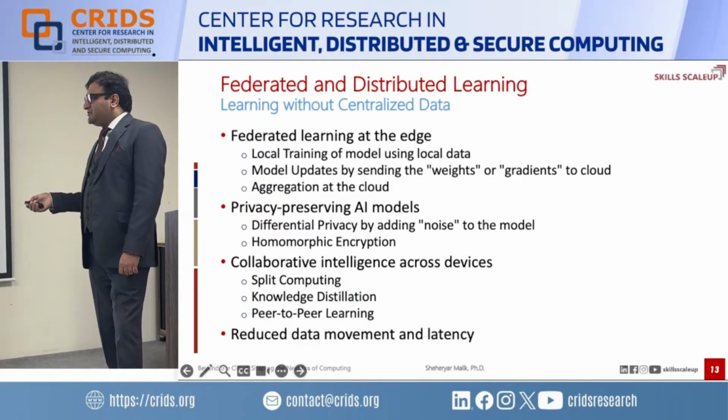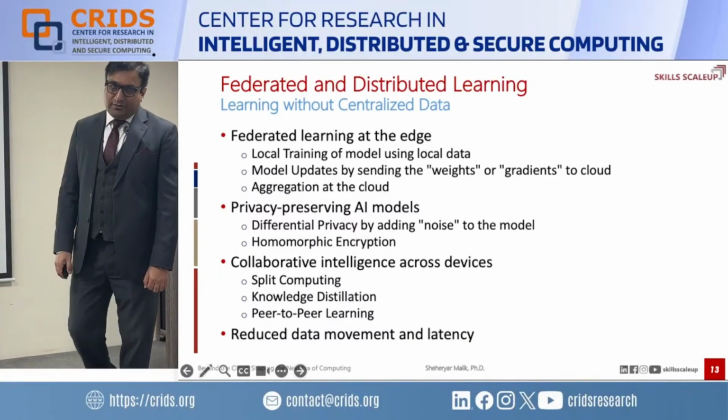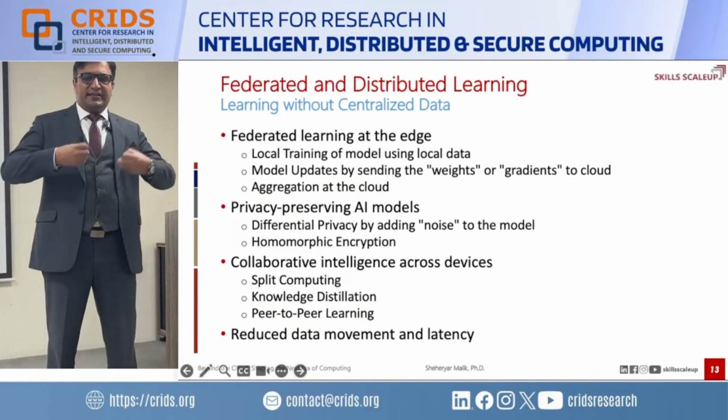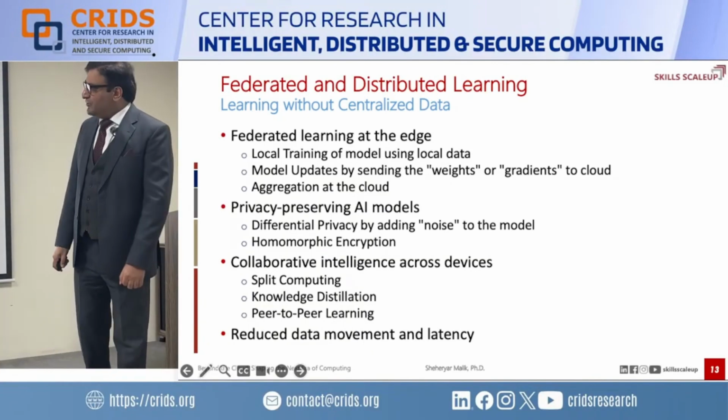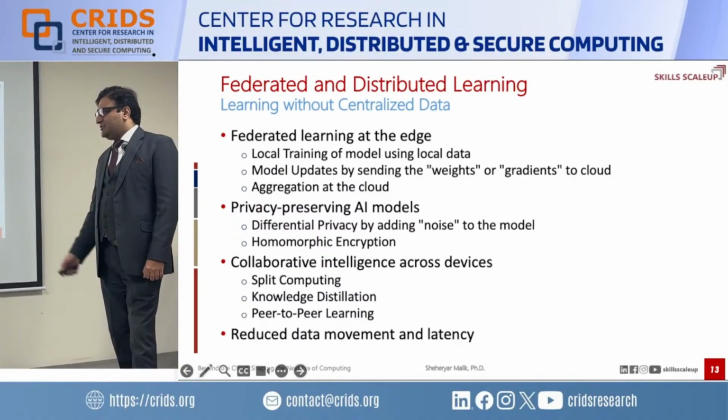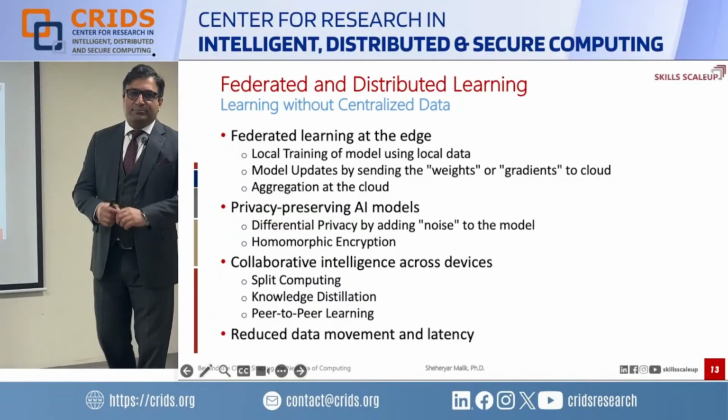Then collaborative intelligence across devices. You run this model, so you now have intelligence lying in different edge nodes, and you are doing the decision making there. So you have split computing and knowledge distillation. And then you can also have peer-to-peer learning.